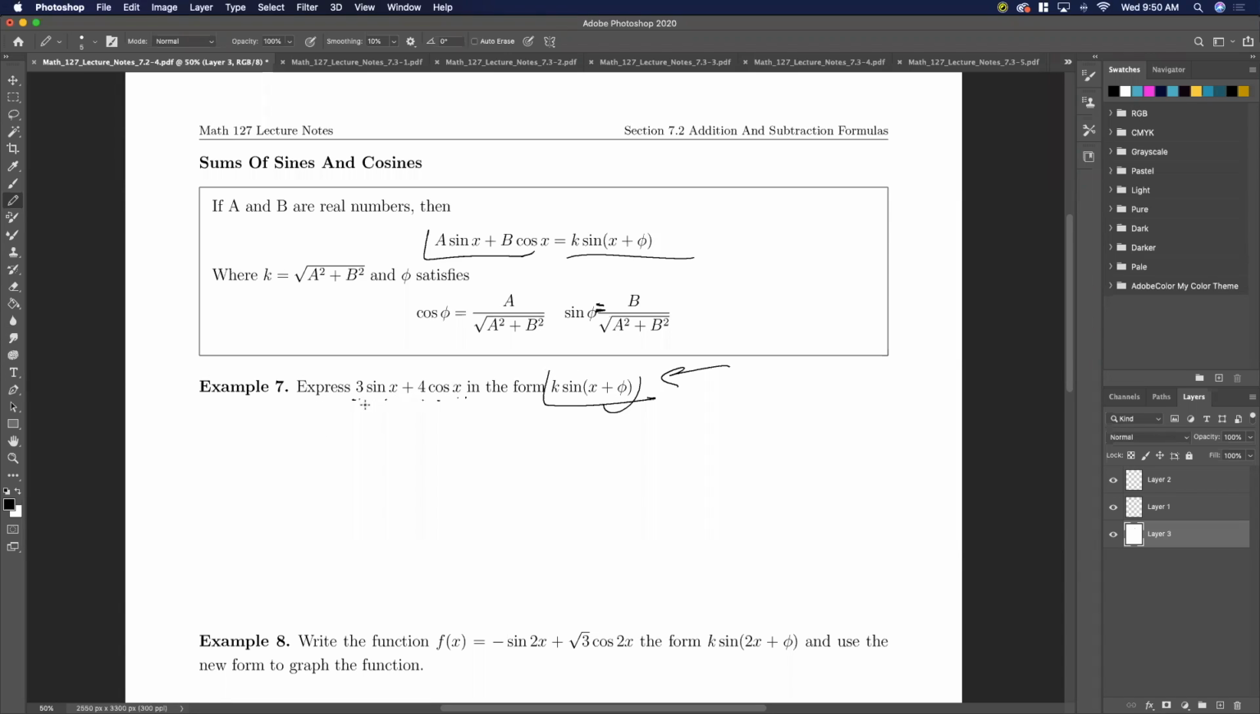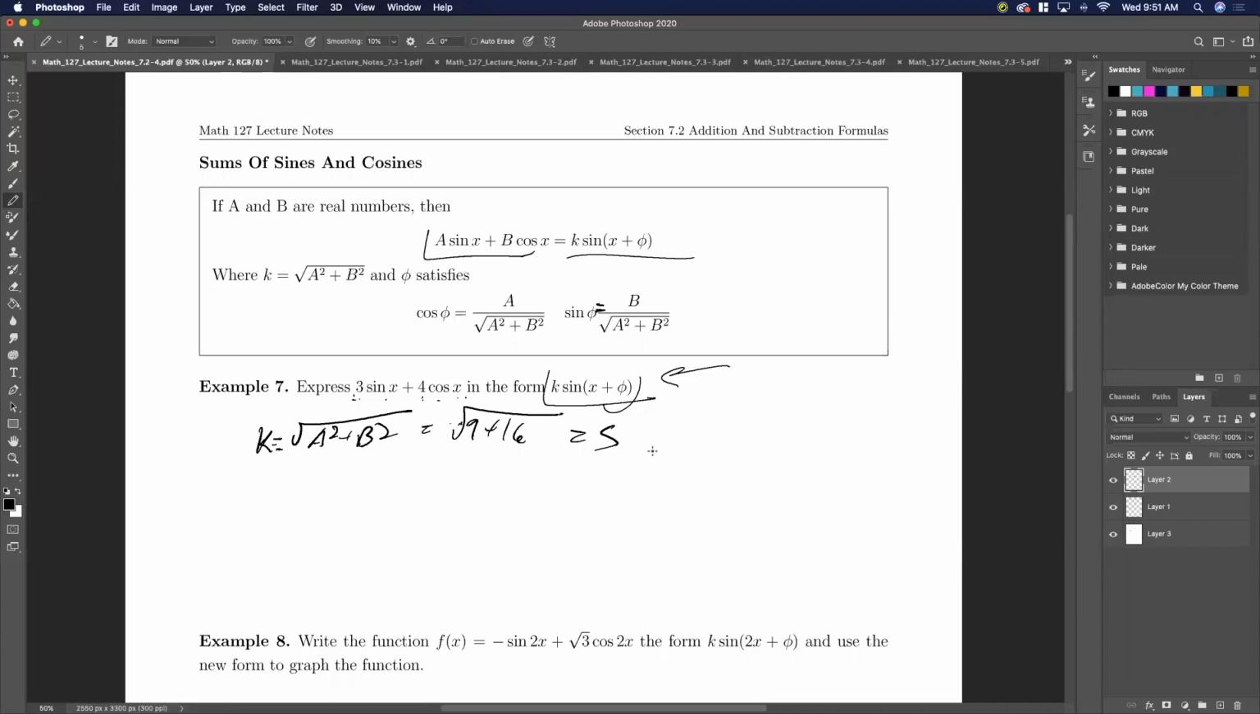So let's go ahead and crunch through this. The first thing we want to do is figure out what k is. Well, k is the square root of a squared plus b squared. In this case, it's going to be 3 squared plus 4 squared. So 3 squared is 9 plus 4 squared is 16, and the square root of 9 plus 16 is 25. So this is equal to 5. So k is just 5.